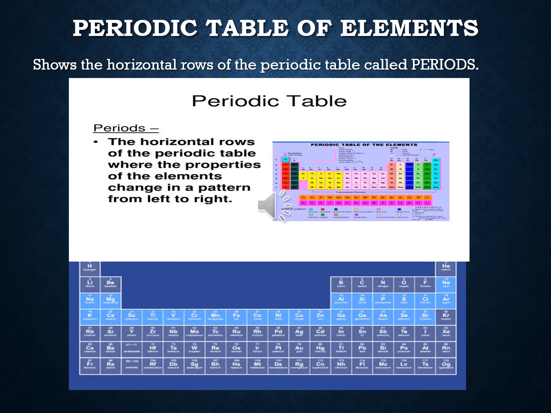As I've explained earlier, the periods of the periodic table are horizontal rows. So as you can see here in the animated presentation, these are examples of periods. You have there the examples going in a left to right pattern.